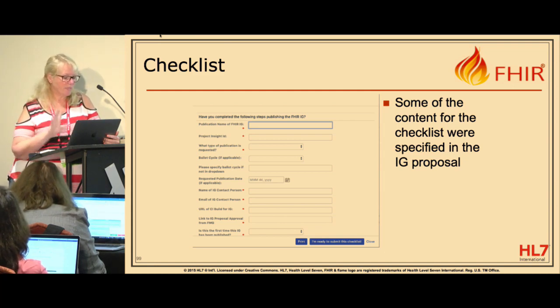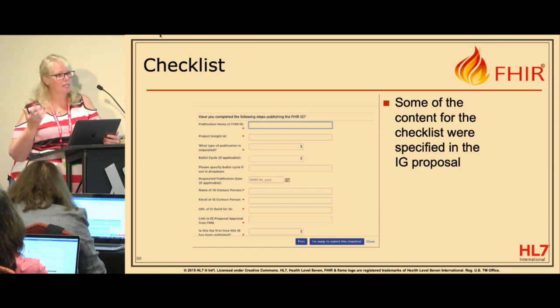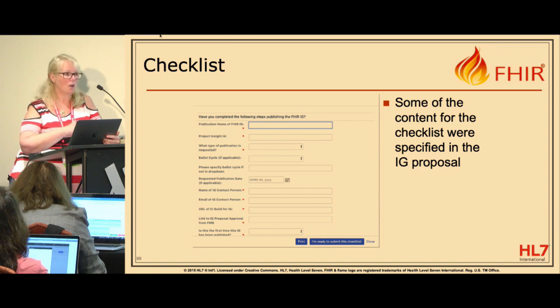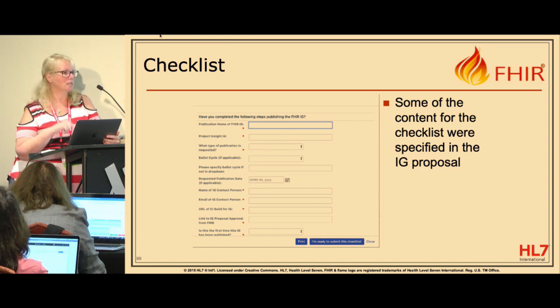There's a bunch of places to fill in information like the name of the IG, the project scope statement, and what kind of ballot. This has to be completed and submitted. It goes to Lynn, Graham, and myself, and it has to be done before the ballot opens. There are some things you can't do too far ahead of that, but we need to receive this checklist. And really the checklist is reminders to you about what has to be in place.